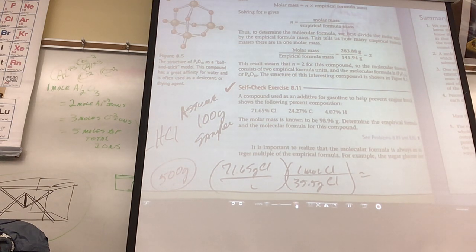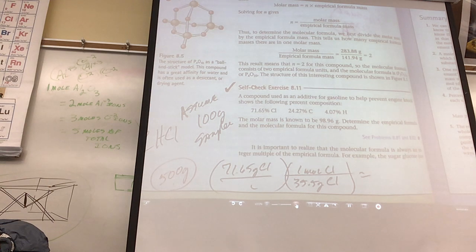Yes? Once you get how many moles of each one, you said divide by the smallest. So would you get 2.02? I got 2.018, and then 2.02, then 0.407. Okay, so take the smallest and divide everybody by that number. I think you're gonna get a 1 and a 1 and a 2. Oh, so now you have to find the percents? No, I got it backwards. Okay, now, is everybody with me?